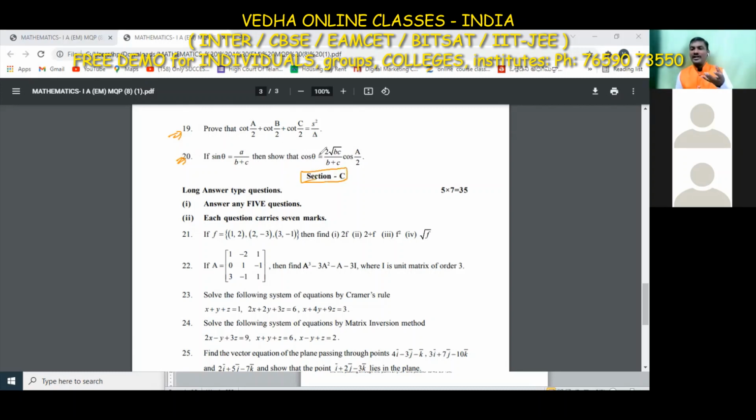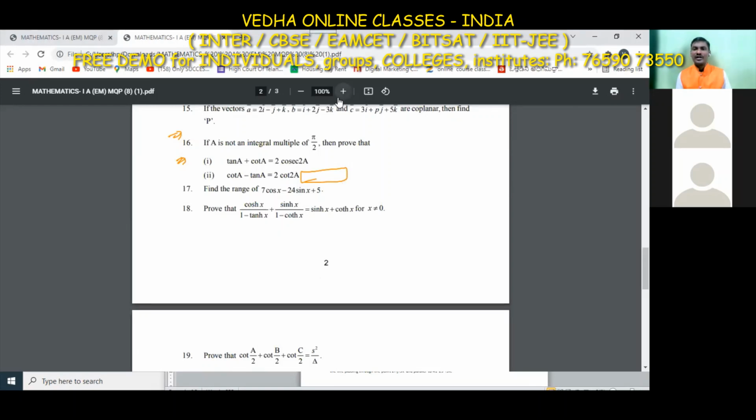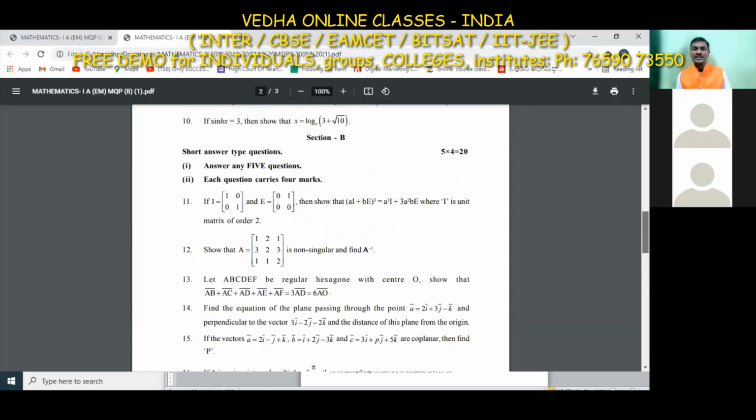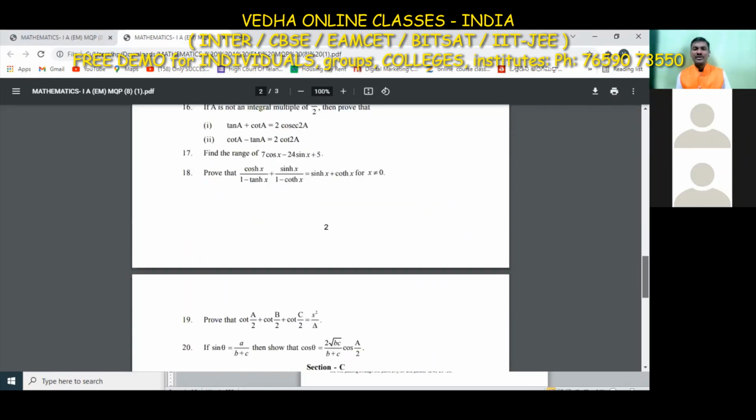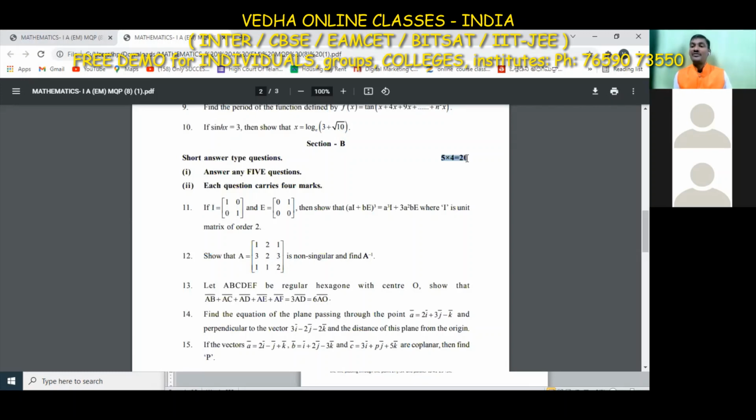How many questions are given in section B? A total of 10 questions are given, question number 11 to 20. How many questions do we need to attempt here? Only 5. 5 into 4 is equal to 20. We have 50% choice. Prepare well, focus well. Easily you can score full out of full in this. No doubt at all.